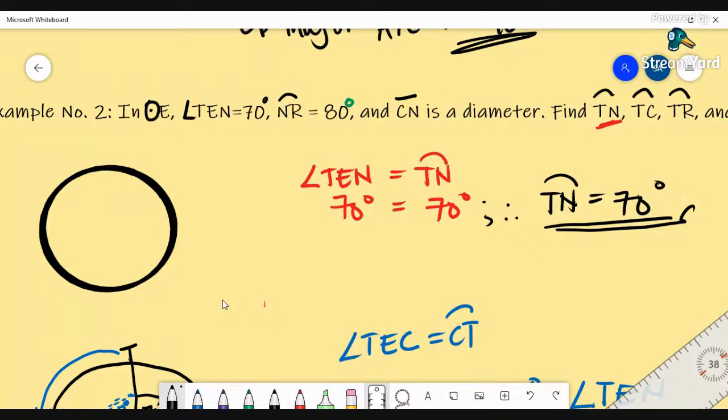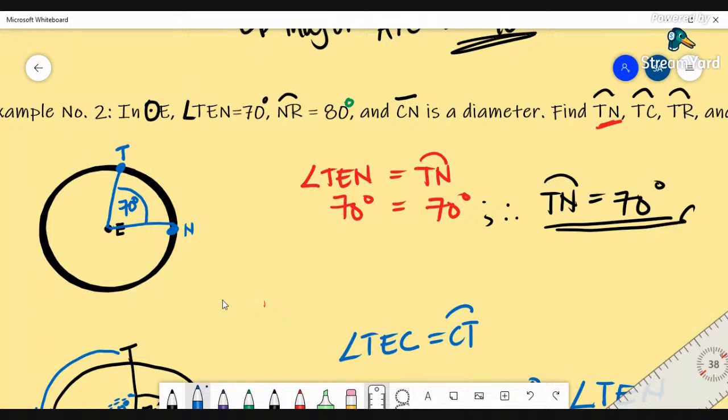Okay, so we have, sabi niya, in circle E. Therefore, meron tayong circle or center, which is point E. Okay, angle TEN, so let's draw an angle. We have point T and then N. So, meron tayong dalawang point. Let's name this T and then N. Gawa tayo ng angle. Yan, central angle ito, kasi nag-touch yung kanyang vertex doon sa ating center point, is equal to 70 degrees.